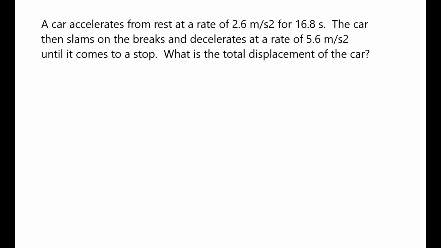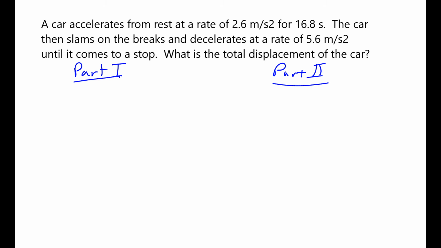So this one's a little trickier. A car accelerates from rest at a rate of 2.6 meters per second squared for 16.8 seconds. The car then slams on its brakes and decelerates at a rate of 5.6 meters per second squared until it comes to a stop. What is the total displacement of the car? So how many different parts of this problem do you think there are? 2. There's going to be the acceleration part and then the deceleration part. We'll say part 1 is the acceleration part, and part 2 is the deceleration part.